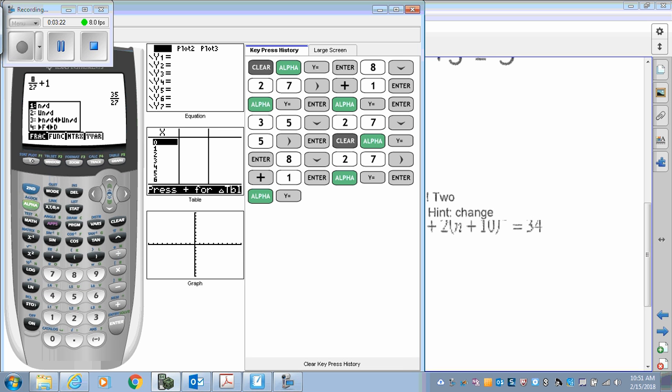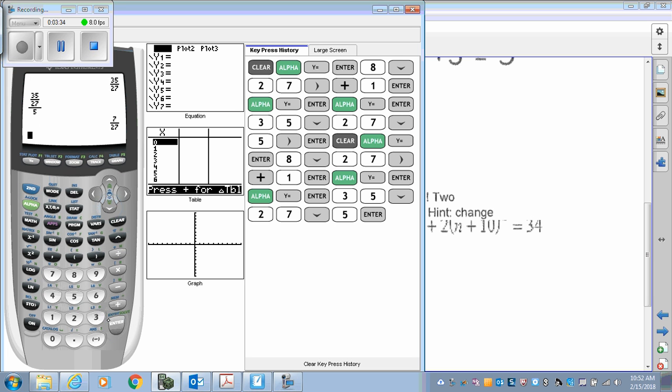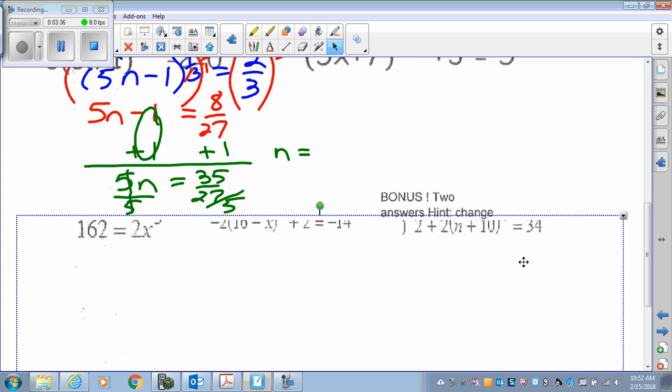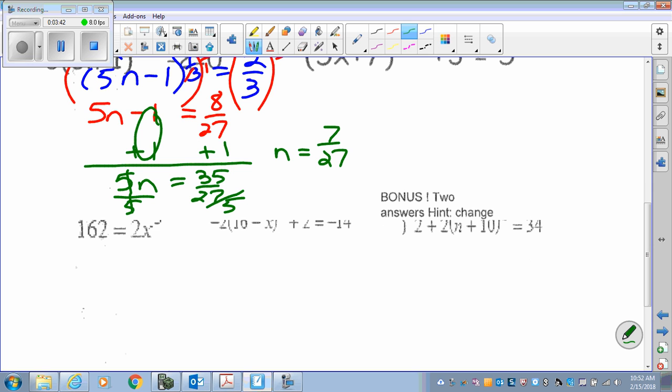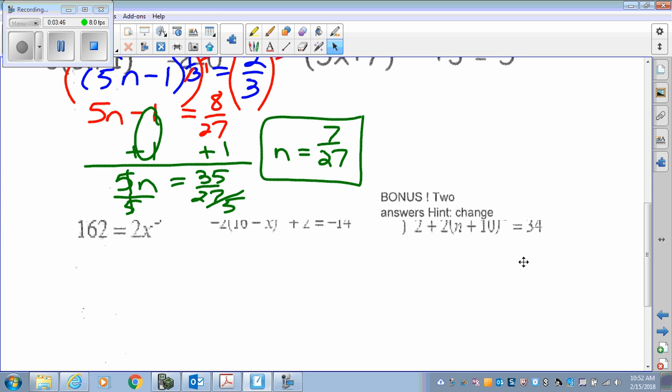So I'm going to do alpha y equals again. So I can do the 35 over 27 divided by 5. And I'll hit enter. So that's 7 over 27. All right, so n equals 7 over 27. And that is my answer. That's my solution. Okay, I'm going to check and see if it's an extraneous root by substituting back into my original equation.